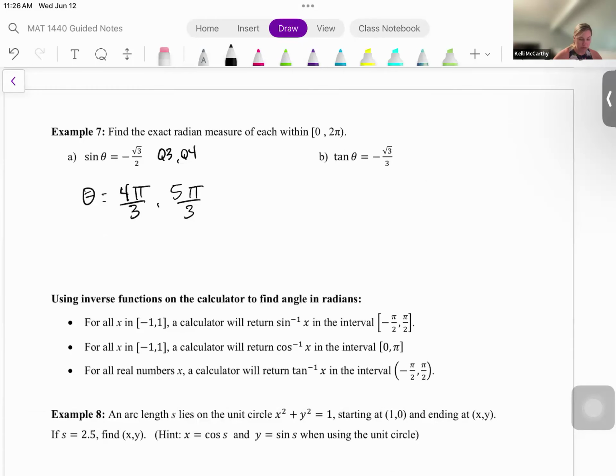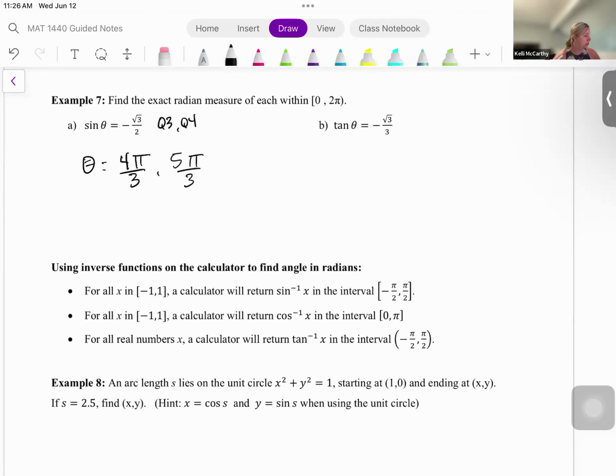Tangent theta is equal to negative square root of 3 over 3. Again, we need to be a little bit aware of what ratio of sine and cosine results in a simplified version of tangent being negative square root of 3 over 3. What this ends up stemming from is negative 1 over the square root of 3, which is then negative 1/2 over the square root of 3 over 2.